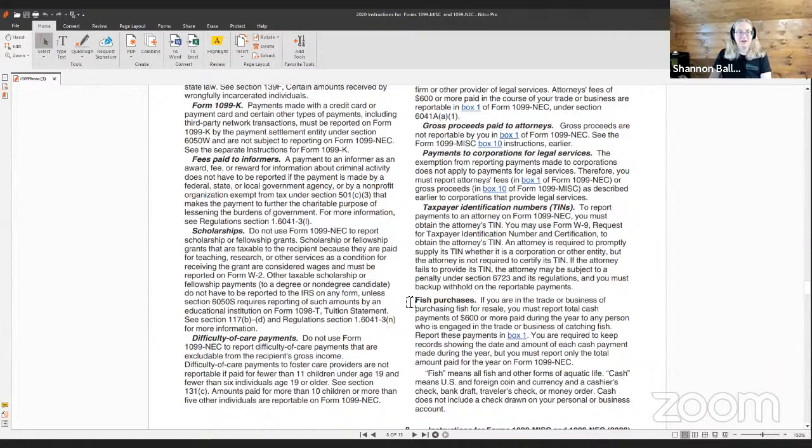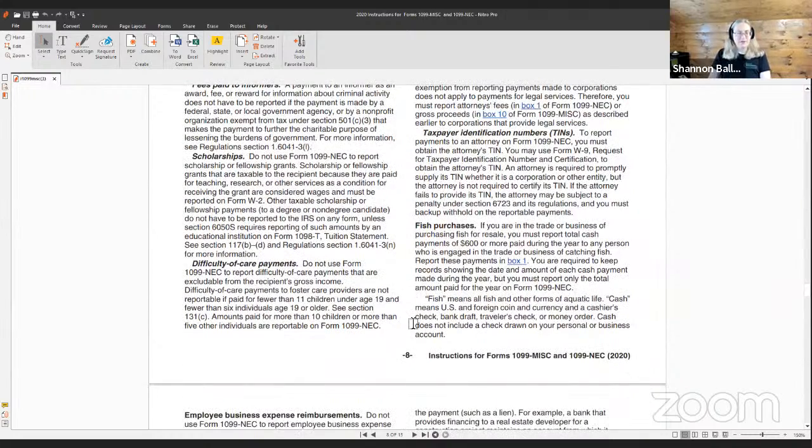Other taxable scholarship or fellowship payments to a degree or non-degree candidate do not have to be reported to the IRS in any form unless Section 6050S requires reporting of such amounts by an educational institution on Form 1098-T, tuition statement.